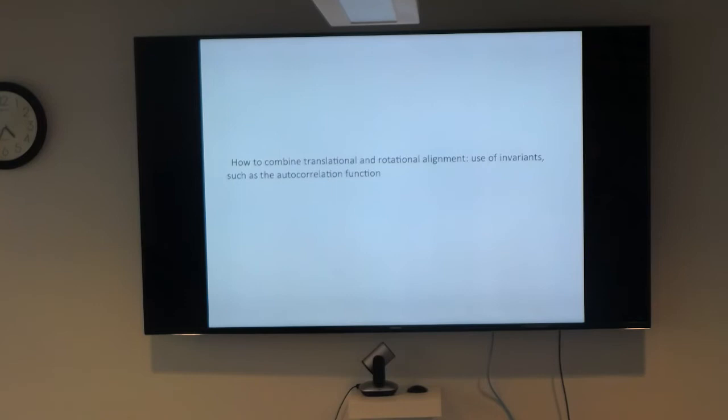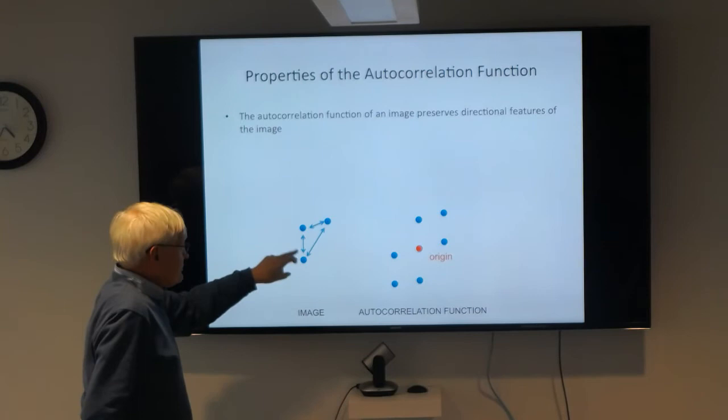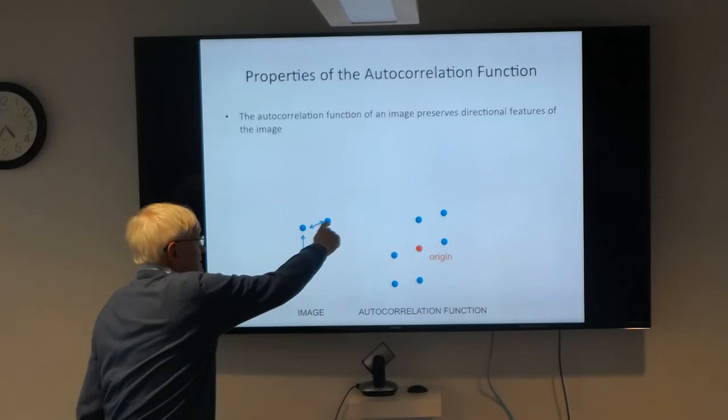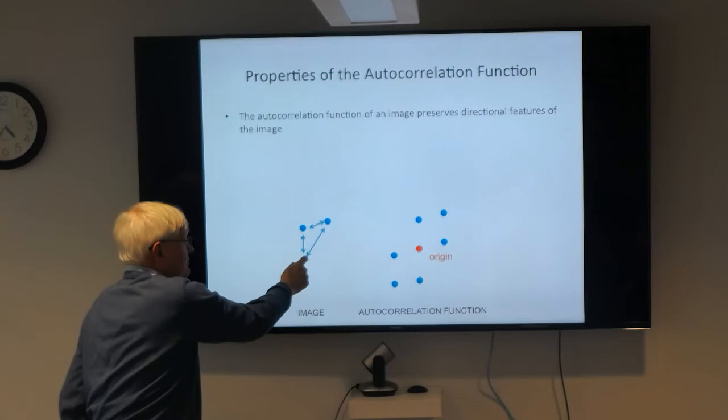Now, I told you about the two-dimensional cross-correlation. The question is, what do we do if we have arbitrary positions of the images? So they don't start out in the same orientation. We can combine translation and rotational alignment by using invariants. In order to understand this, we look at the properties of the autocorrelation function. If we have an image, for instance, here, it has these three strong features. And you can see that in these directions, we would get an overlap. Okay, we shift the image onto itself along here, then we get an overlap of these features with that one. We shift it in this direction, we get this kind of overlap, and so forth.